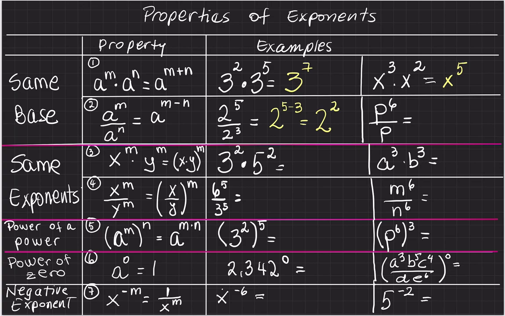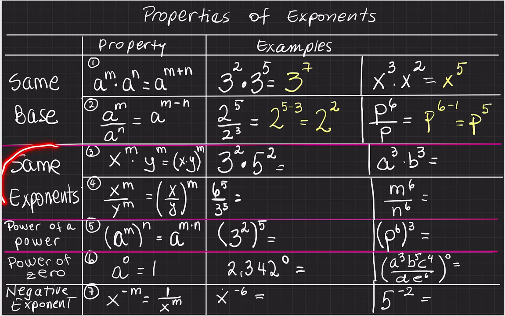The next one, again, I have division, I have same base, so we're going to keep the base and subtract exponents. 6 minus... I don't see any exponent here, so that means that exponent is 1. So this would be 6 minus 1. So this is p to the power of 5. Let's see the next one.